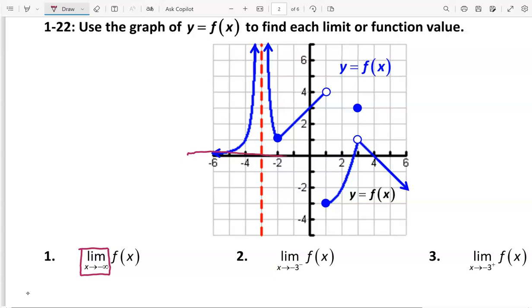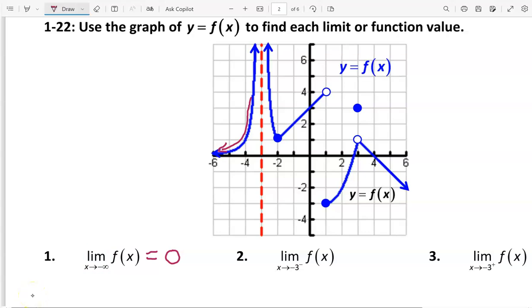Think of your x-axis as a number line. Negative infinity would be all the way to the left. So that means that we're looking at traveling along the graph, and what are the y values of the graph getting closer and closer to as we travel to the left. And the limit is equal to 0 because the y values are getting closer to 0.